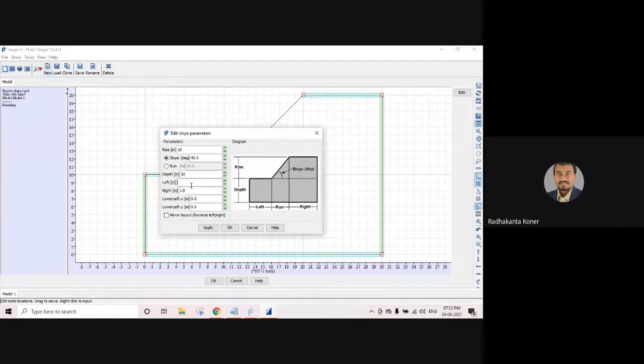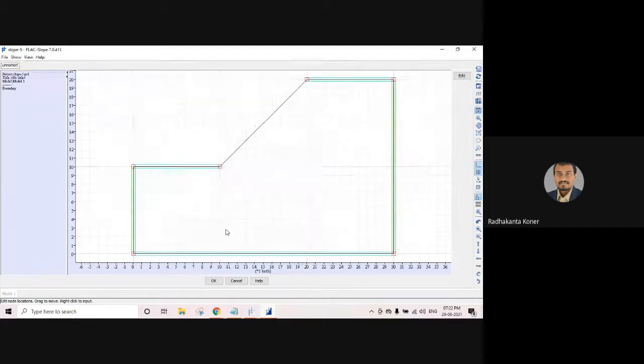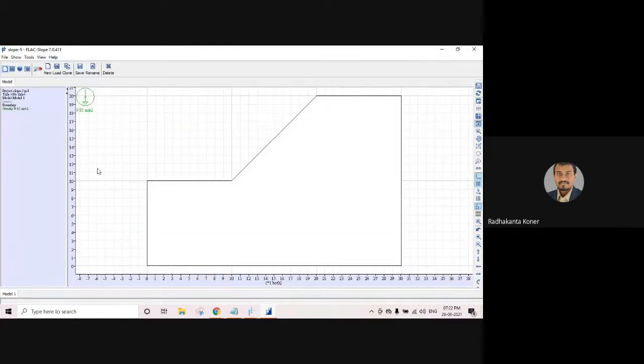Have you remembered the material property you have taken earlier? Yes, sir. You consider the same material property, so that you show how much basically the influence of a phreatic line. And before we consider the phreatic line, I will tell some line that will be very much beneficial.